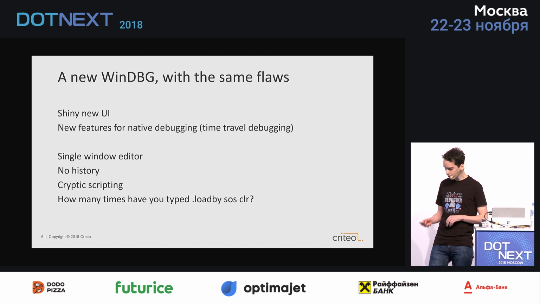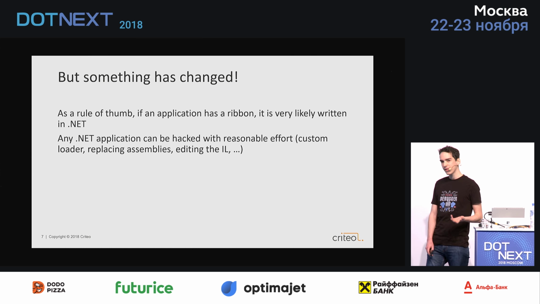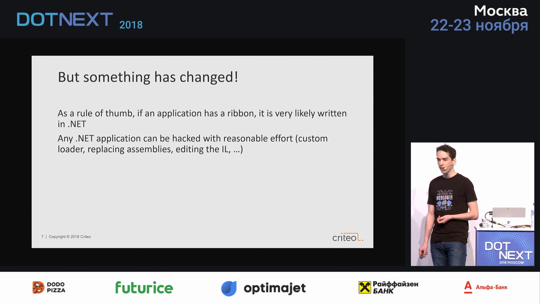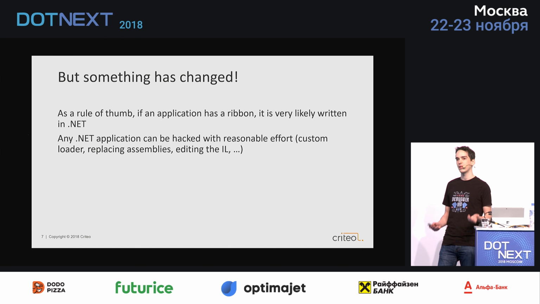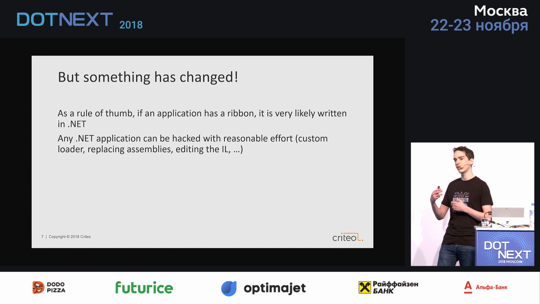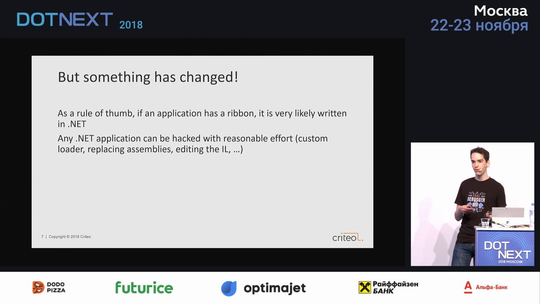But when I see that, I also see hope because there is a ribbon. And from my personal experience, I don't know where it comes from, but except for Office or the applications that come with Windows, every other application I know that has a ribbon has been written in .NET. And the fact is, any .NET application can be hacked, can be tweaked with a reasonable amount of effort. By reasonable, I mean, for instance, writing a custom loader that will set some context, then call the application entry point. Or you can replace the application assemblies by your own, where you implement the same interfaces.